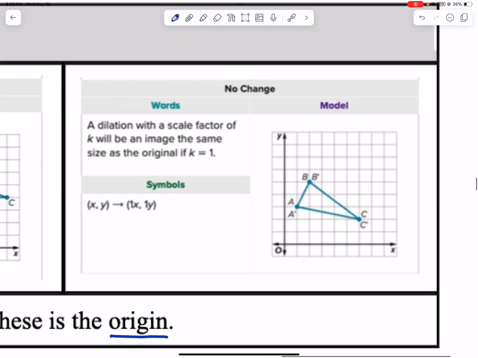All right, no change at all. You can see the pre-image and the new image are over top of each other. So obviously this is a scale factor of 1. We represent it right here, 1x and 1y. So there's no change.